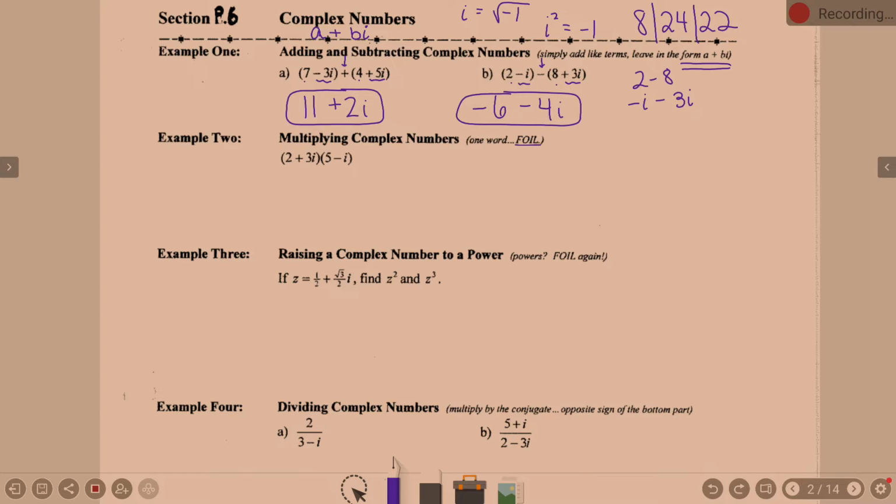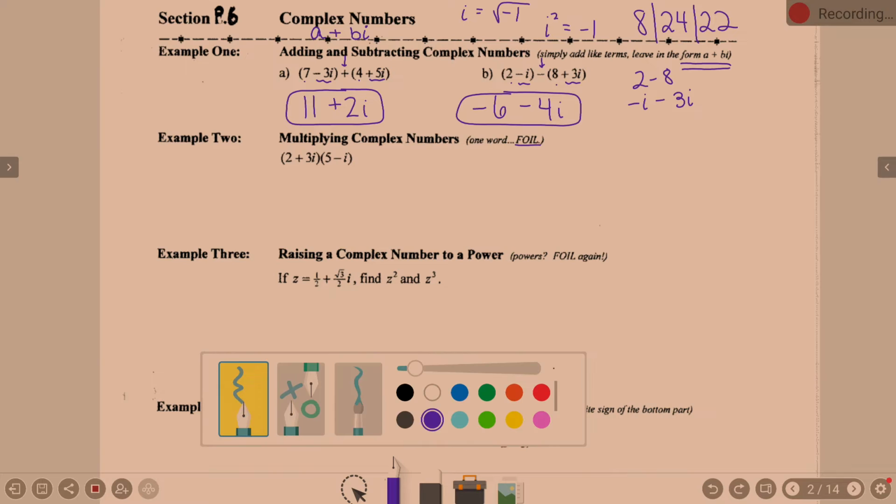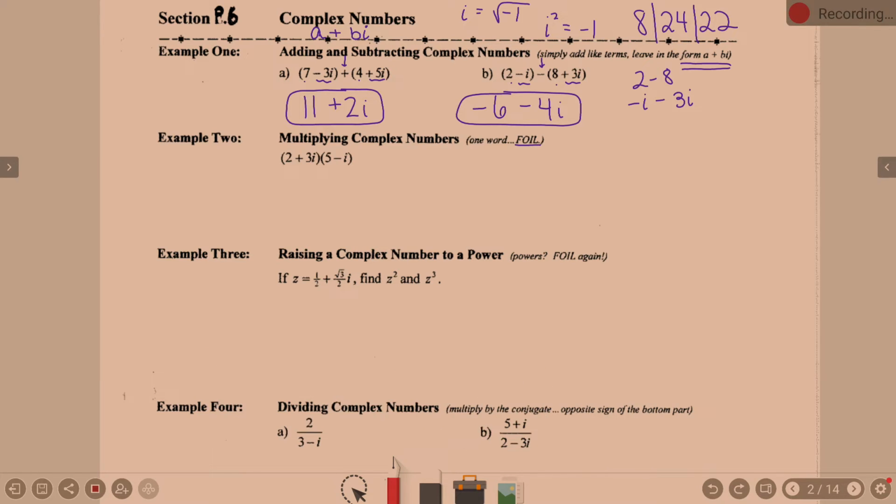The trick is FOILing. Another word for FOIL is distribute. FOIL is probably an American thing, but it's just an acronym saying we multiply the first terms, O being outside terms, I being inside terms, L being last terms. But it's a fancy way of saying distribute.